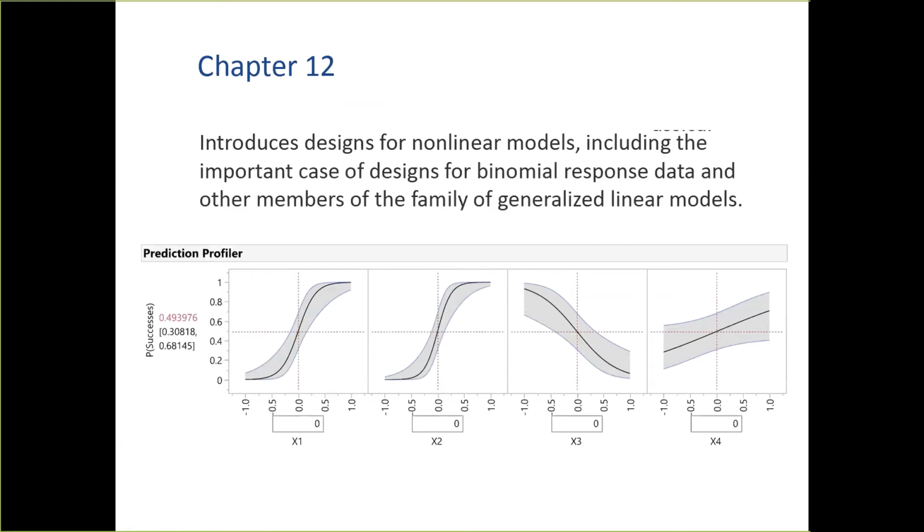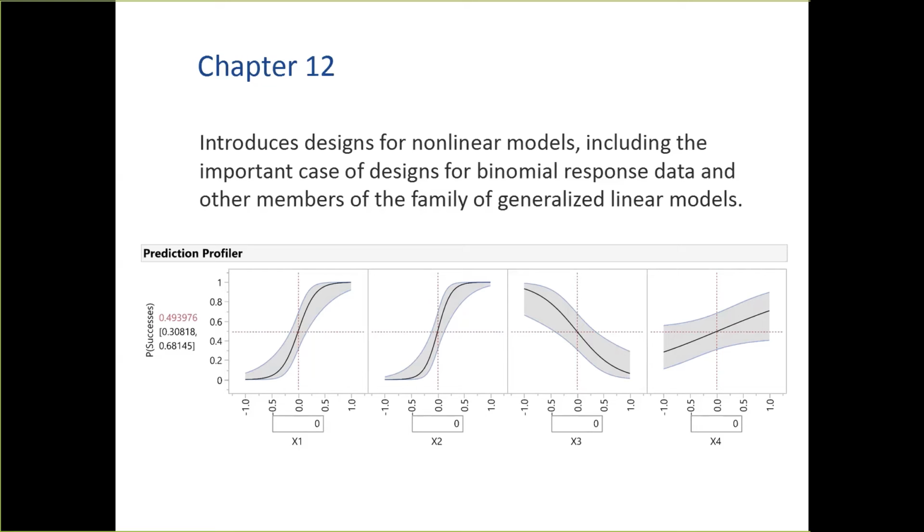So the final chapter is optimal design of experiments for models that are nonlinear in the parameters, and we include generalized linear models, which have an element of nonlinearity in them. The graph here is showing the probability of success in a situation where you are using a binomial model with a link function. So we're just giving a short taste at the end of the book.